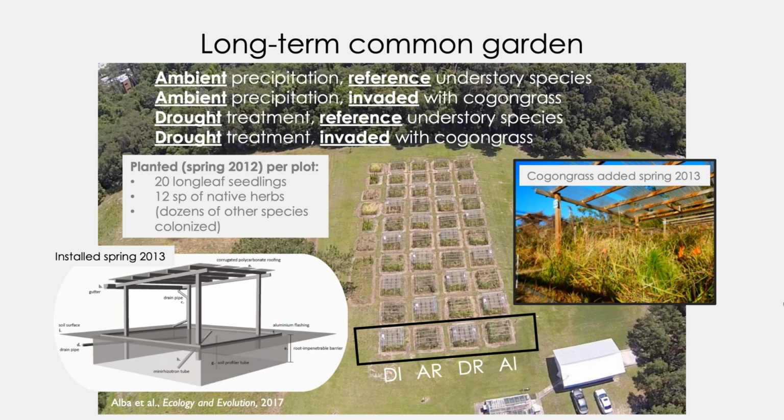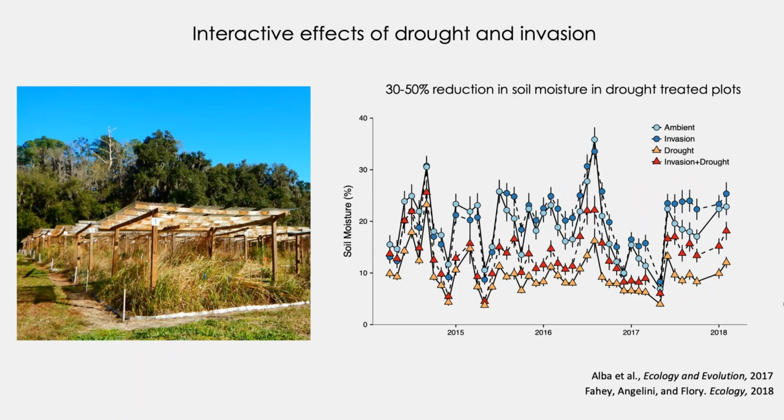So first, to describe the effectiveness of the treatments, here I'm showing soil moisture over time from 2014 into 2018. And I want you to notice two things. First is that the soil moisture was reduced by 30 to 50% in the drought-treated plots. So our rainout shelters worked in simulating drought conditions, or at least what we thought were drought conditions. But the other thing I want you to notice is that the invasion actually mitigated the effect of drought. Drought alone is the orange triangle. Drought plus invasion are the red triangles. And so there's actually higher soil moisture in the drought plus invasion than the drought alone plots.